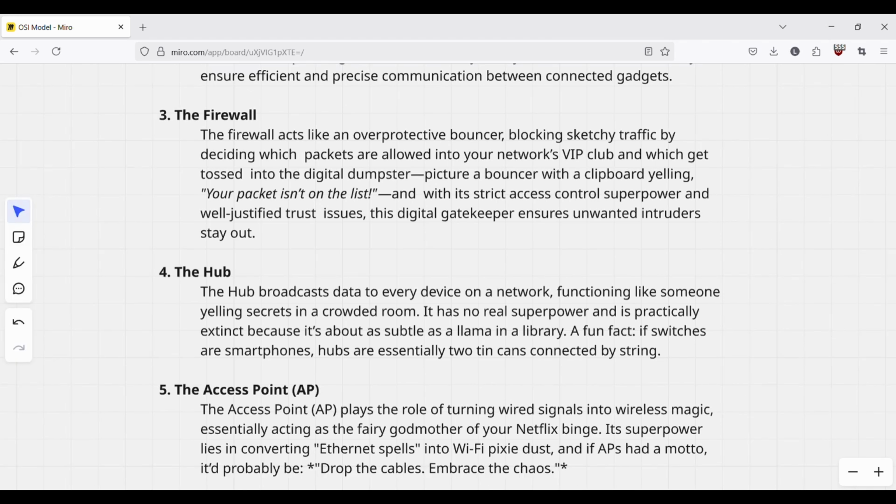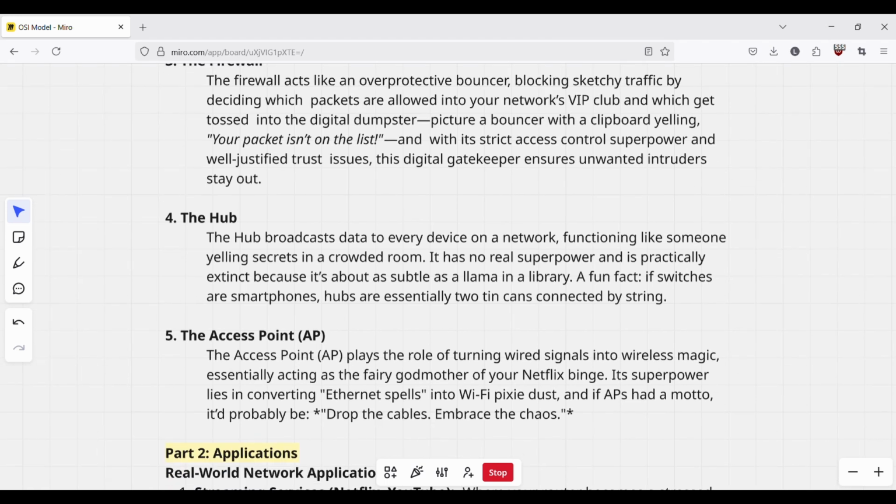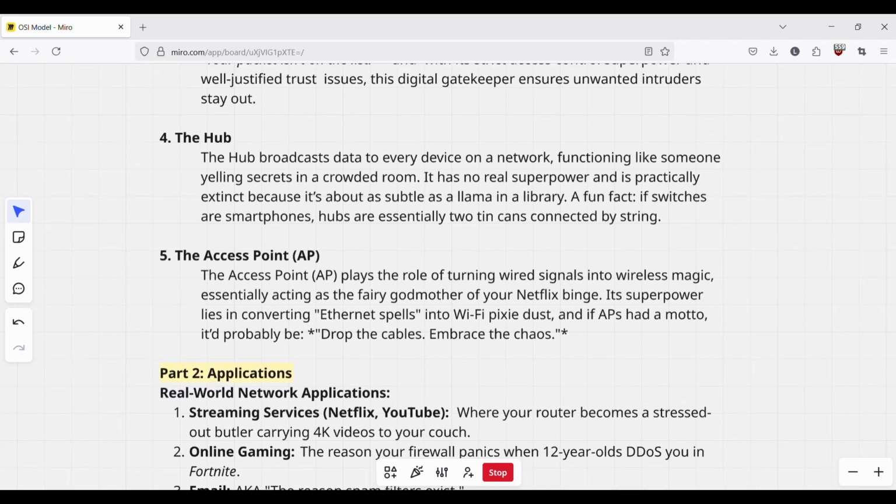Number 4, the hub. The hub broadcasts data to every device on a network, functioning like someone yelling secrets in a crowded room. It has no real superpower and it's practically extinct because it's about as subtle as a llama in a library. A fun fact, if switches are smartphones, hubs are essentially two tin cans connected by a string.